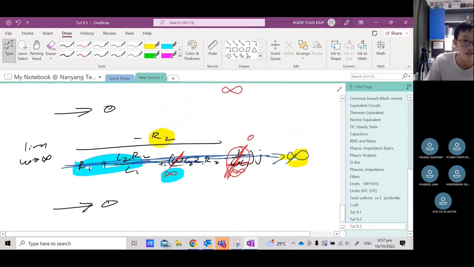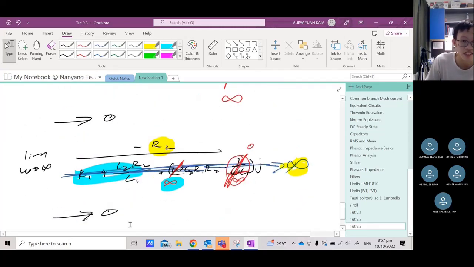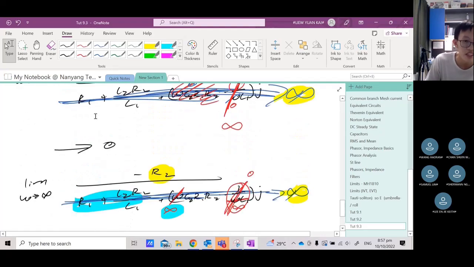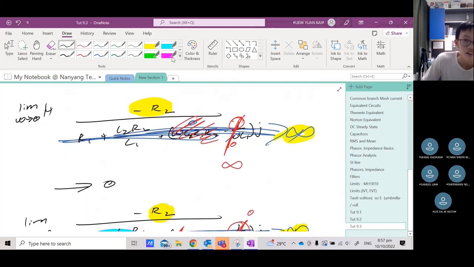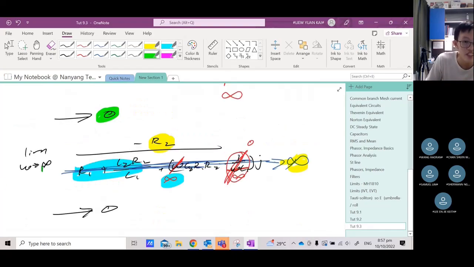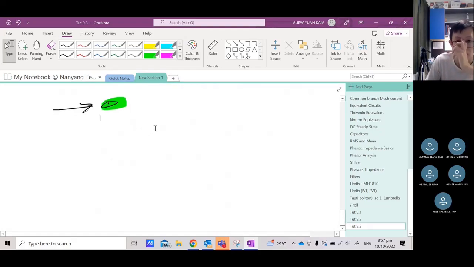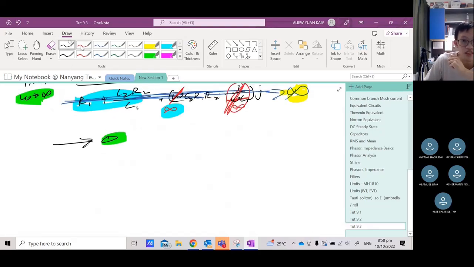So take a look at this. Normally, we would have 0 and a non-zero number, right? But now, when I go to the low frequencies, I get 0. When I go to the high frequencies, I also get 0. So this shows that it must be a band pass filter, right?